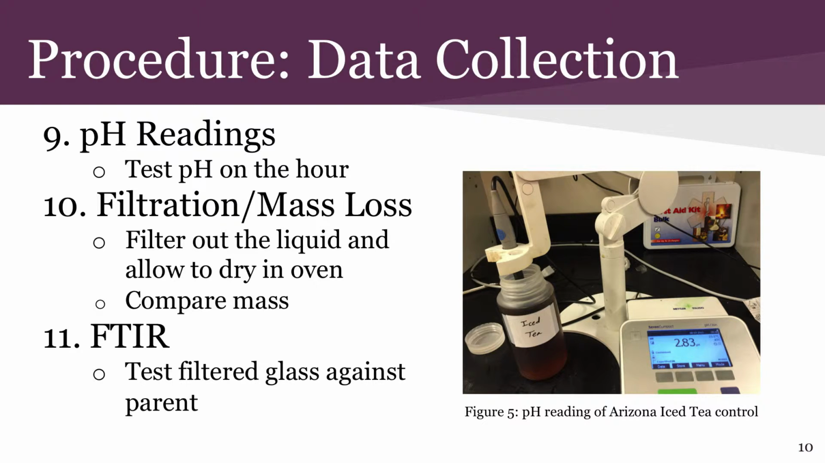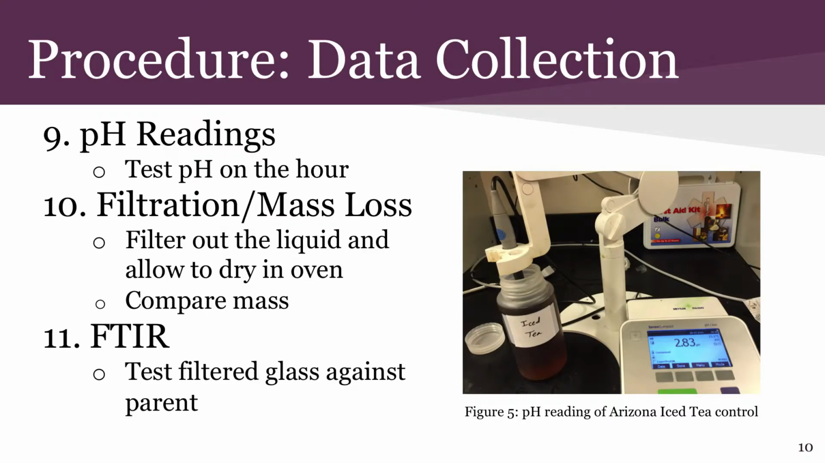Next, we had to analyze the mass loss, and in order to do that, we had to filtrate our glass out of the liquids that they were being held in. So to do this, we took a syringe and took most of the liquid off the top of the glass, and we poured it into a funnel and filter paper structure just to ensure that we didn't lose any of the glass that might have been sucked up in the syringe. When there was a small amount of liquid left in each container, we put these in an oven to evaporate the remainder of the liquid to leave us a dry glass, which we could then put under FTIR analysis and compare to the parent glass later.